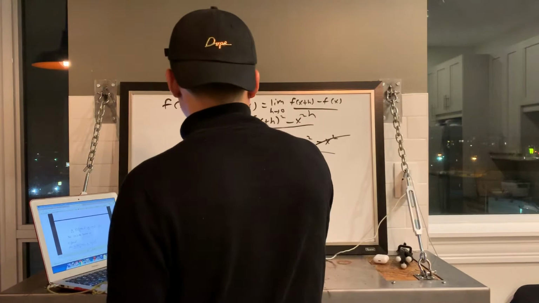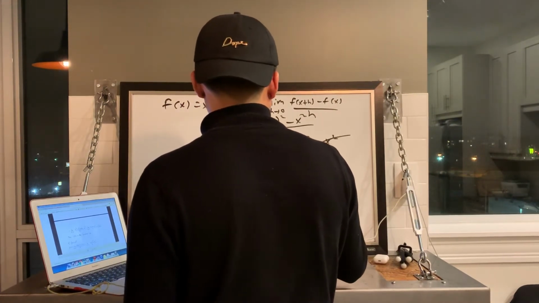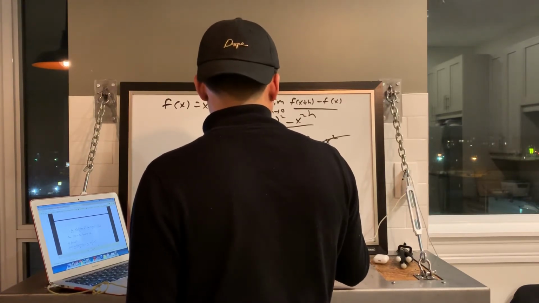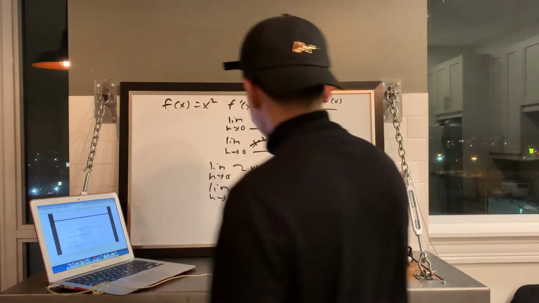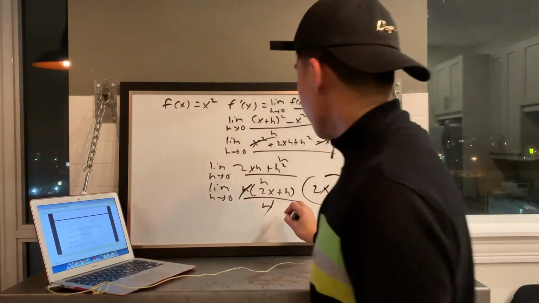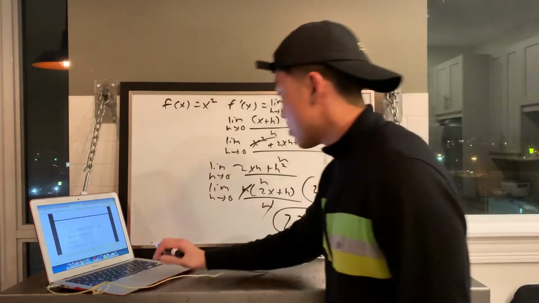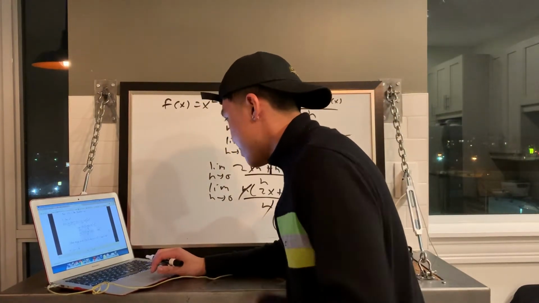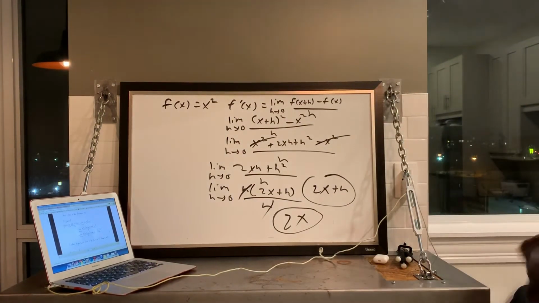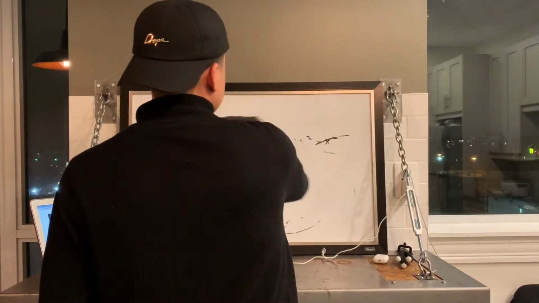So if you factor out the h, you get 2x plus h. And if you put in 0 for h, you get 2x as your answer. So that's the derivative. What about x cubed? Same idea, right? If you did all that, you get the fact.